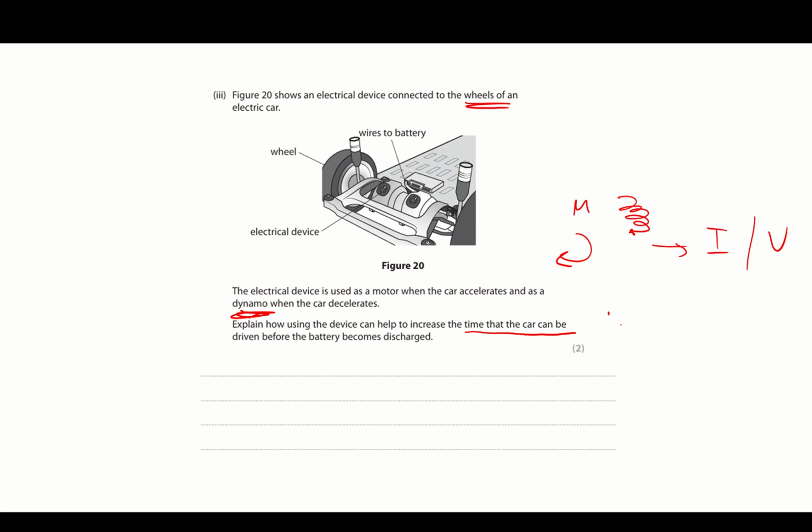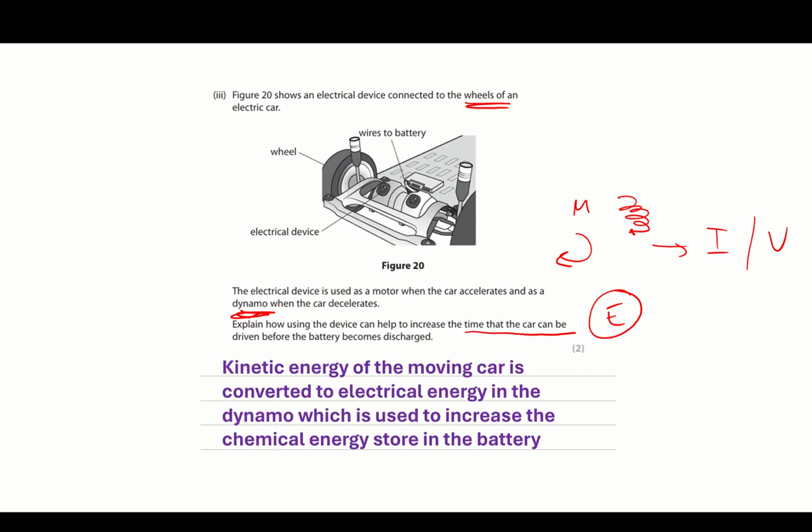So ultimately we're just going to recover some energy, and therefore we're going to use less chemical energy in the car. That'll be fine. So kinetic energy, the moving car, is converted back to electrical energy, which is used to increase the chemical energy of the battery.